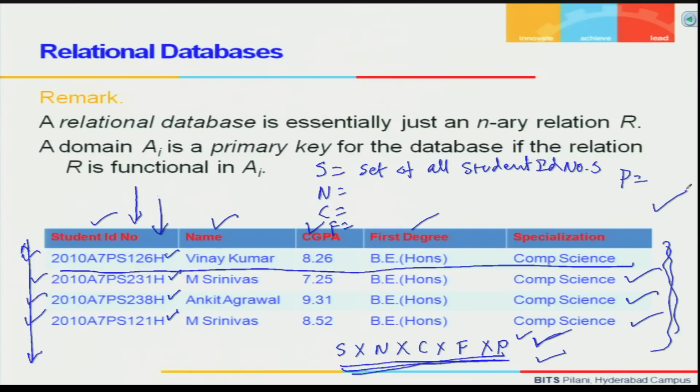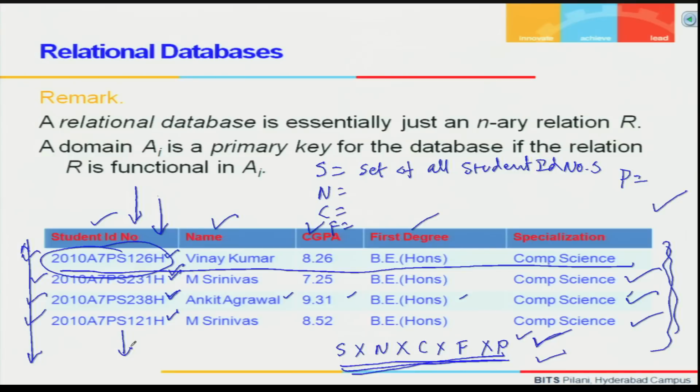Why? Because this one is pairing up with at most one other element, only once. This one is also pairing up with others only once. This one is also pairing up with other data only once. This one is pairing up with other data only once. Hence this is functional.